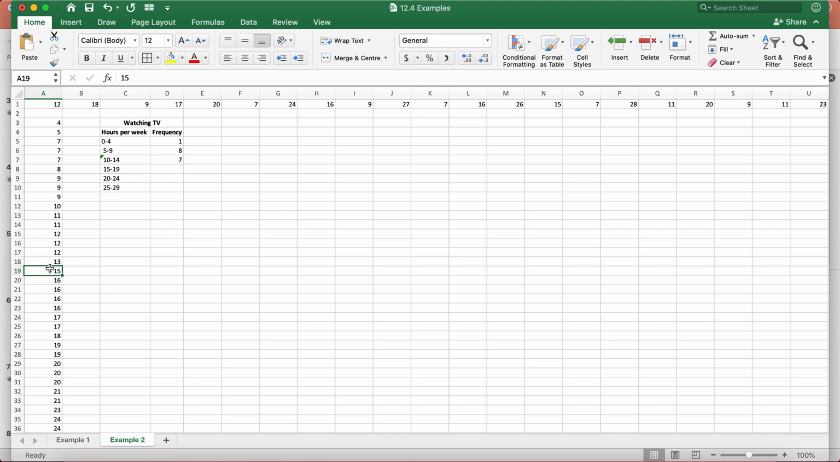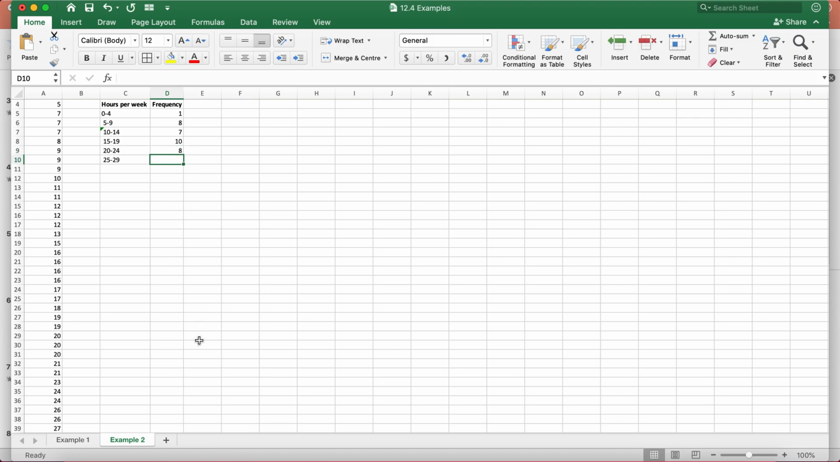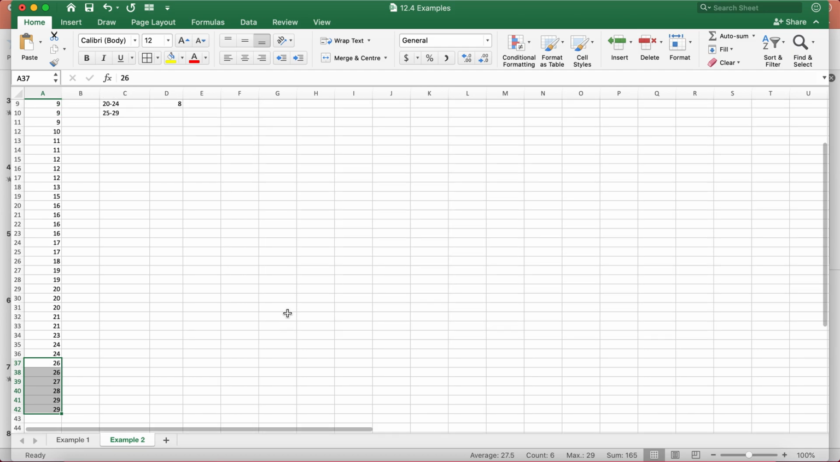Then from 15 to 19, including 19, there you go. I have 10. Remember to look at count. Don't look at sum, because sum is addition. Here they're adding the values, where you have to look at count. So I count here, and this is 10. And then 20 to 24, I have 8. And then 25 to 29, I have 6.